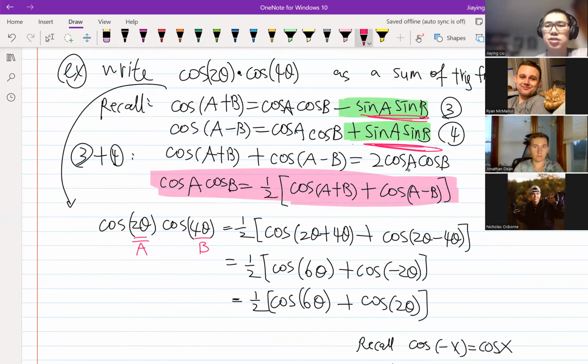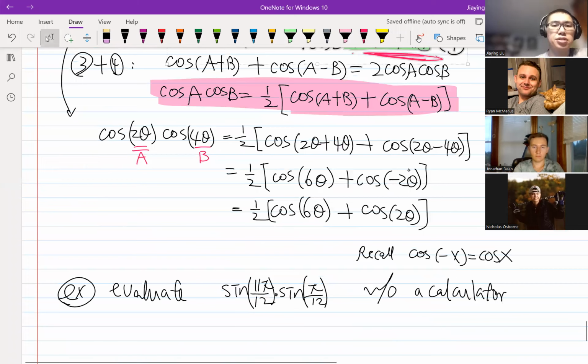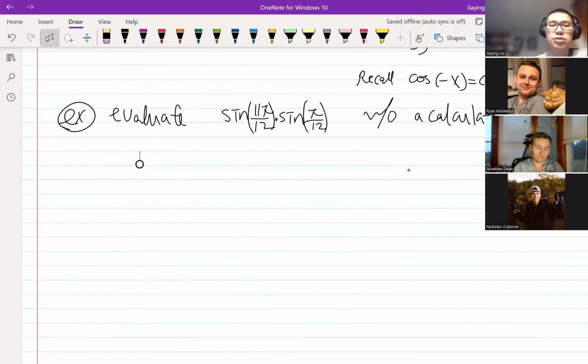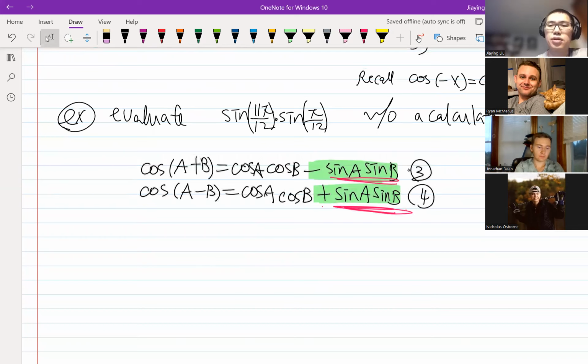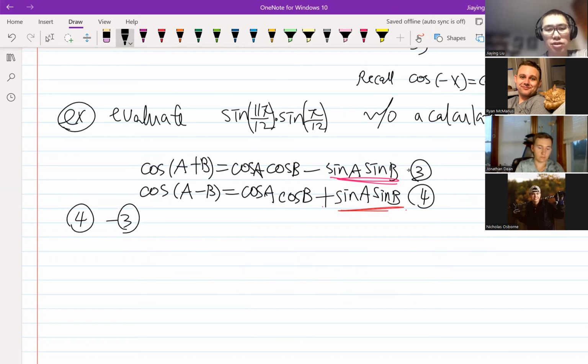Let me copy this and paste it here. So recall we had those two formulas. Let me erase this. So we had addition here. And in this case, I want to keep the sine product, and I don't want the cosine product to be there. So I'm going to take equation 4 minus equation 3.